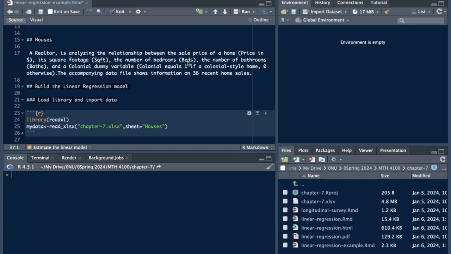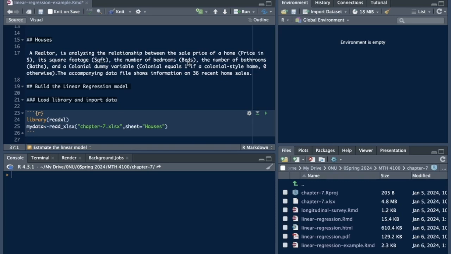We will go over the assumptions. We will be covering just one example, and we are going to do everything in one example. The example says we have a website, Realtor, is analyzing the relationship between... I don't know if it's Realtor or not. Anyway, it's a website for real estate.